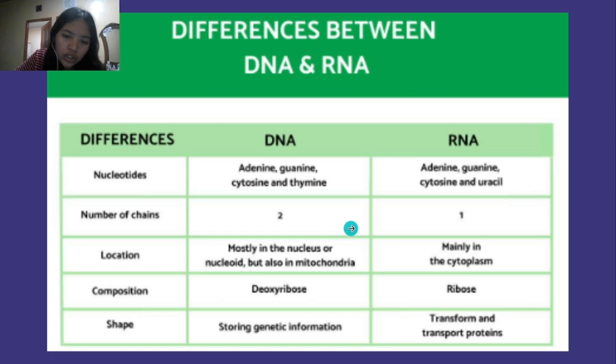And the composition: DNA is made from deoxyribose, and RNA is made from ribose. And the function: DNA is storing genetic information, while RNA transforms and transports proteins.